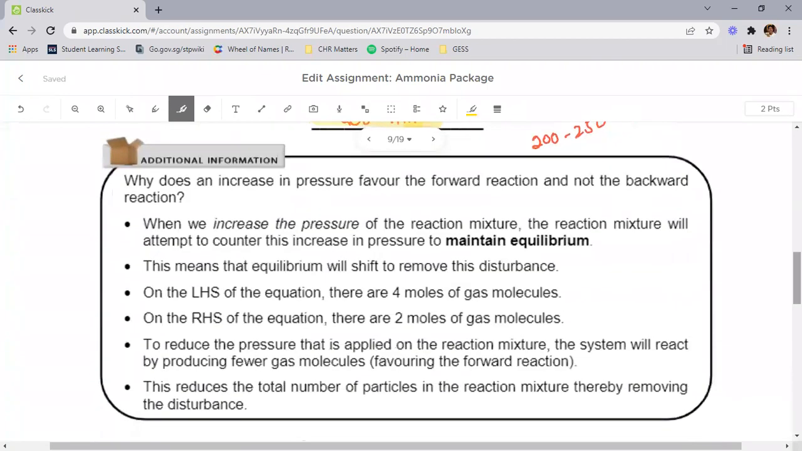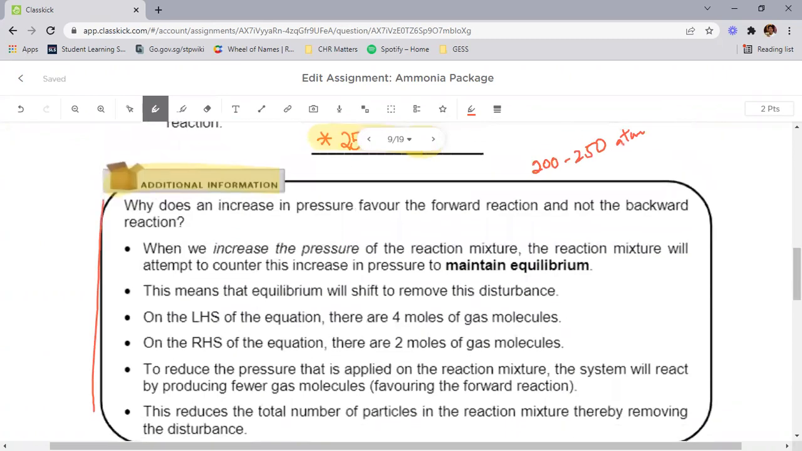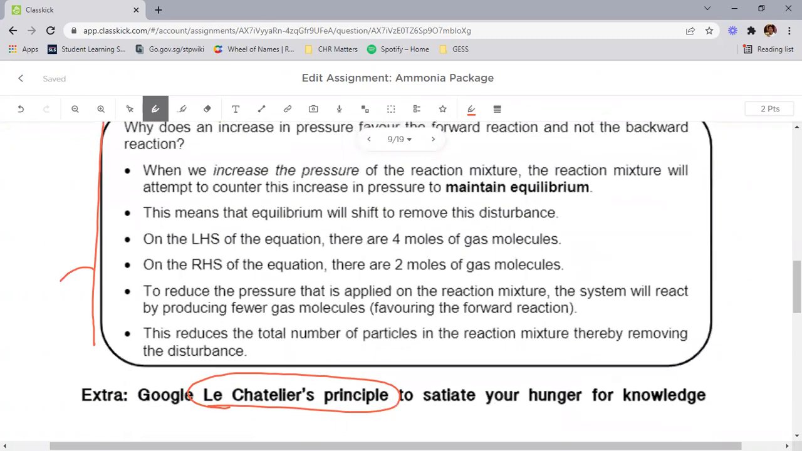Now, this additional info: if you ever go to study chemistry in tertiary education, you will learn about this concept. It is called Le Chatelier's principle. This is not in your syllabus, that's why we put it as additional information. If you want to know more, you can Google it, but this is not required in your current syllabus. So I'm not going to go through this. Let's just go through the rest of the other segments.